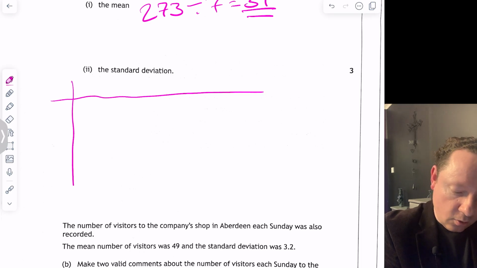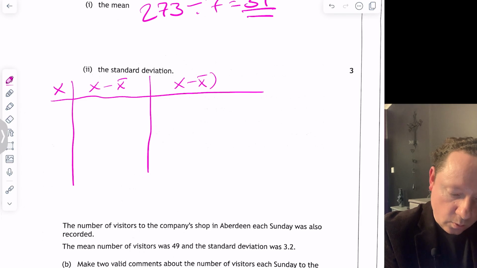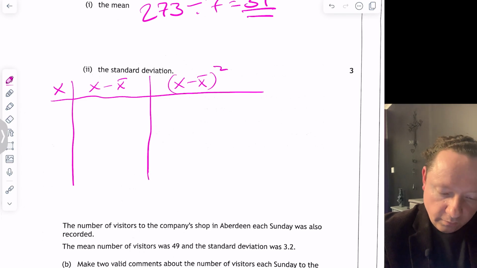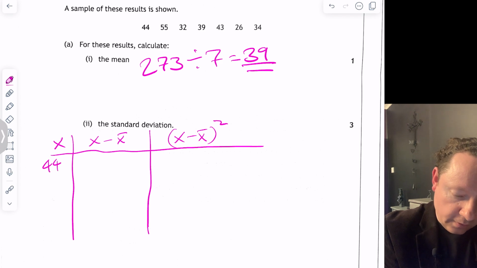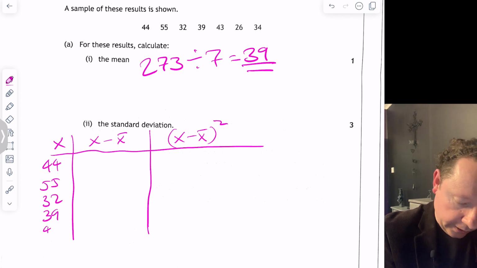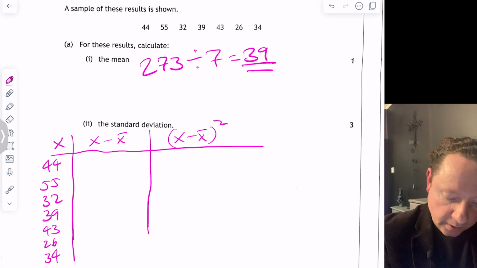Standard deviation, start of exam paper for a formula, but the method I always use is a table like this. I call that x minus x bar, and then x minus x bar squared. And once I've got to the total at the end, that's the top of my formula. So let's take a note of our numbers: 44, 55, 32, 39, 43, 26 and 34. And then we take away the mean, that's what it means by x bar.